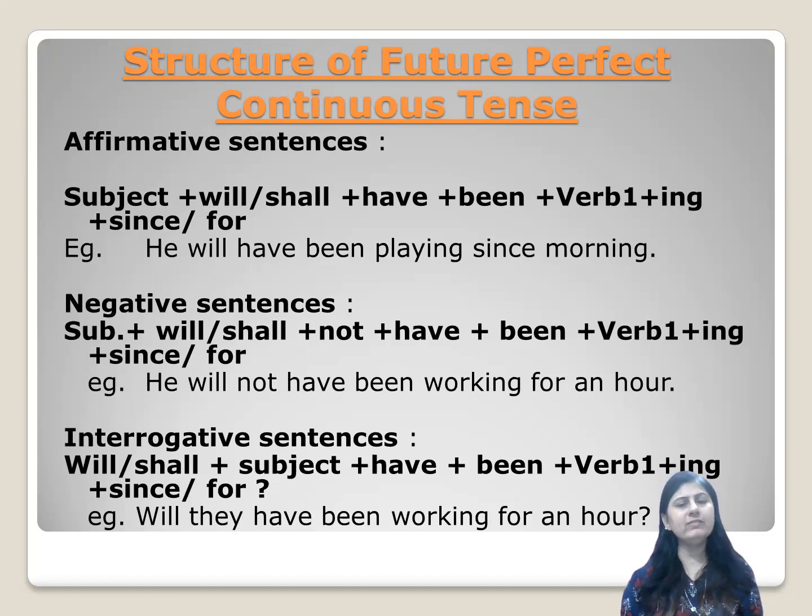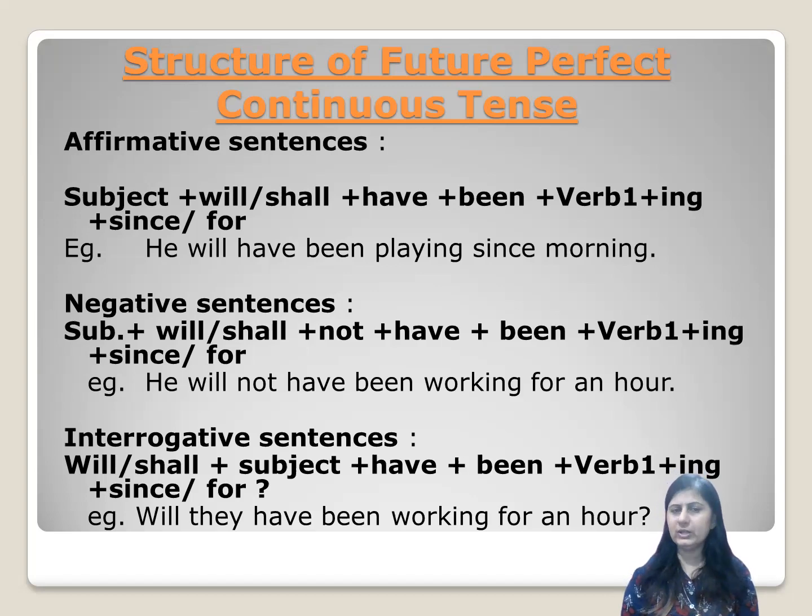In the case of negative, same, we will add not after will/shall. So subject, will/shall not have been, first form plus ing, and the same since and for. See the example. He will not have been working for an hour. He is the subject, then will/shall not have been working. Working, first form plus ing, and then since or for an hour.